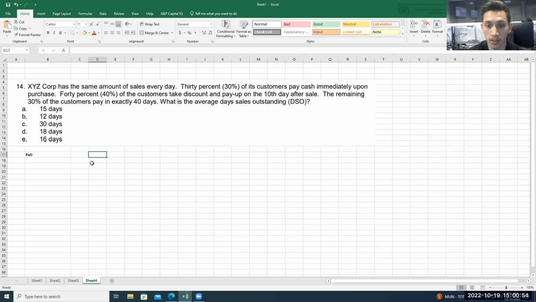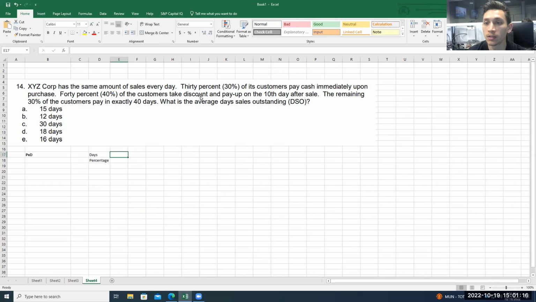So we're going to go ahead and get 2 columns here, or 2 categories. We're going to take the days that each payment is made and the percentage, how much is given on them. All right, so 30% of its customers pay cash immediately on purchase. That means we don't have to wait 10 days, we don't have to wait 20, it's given to us immediately. 0 days.